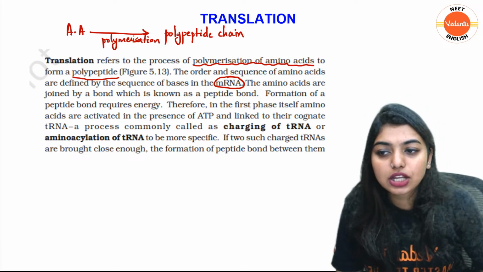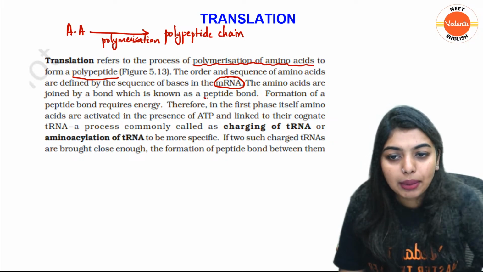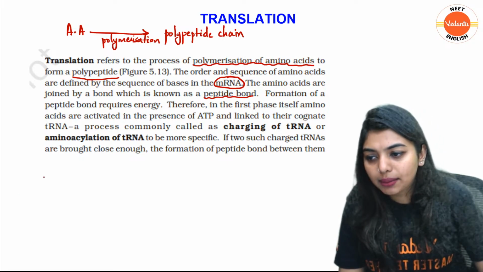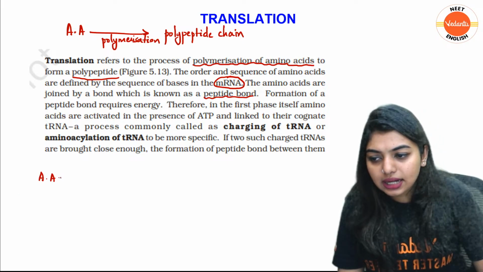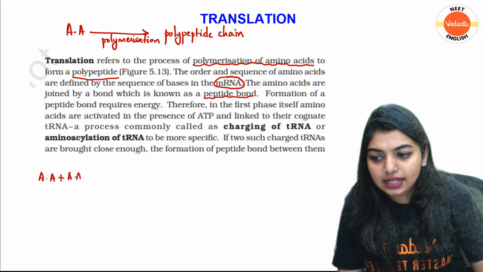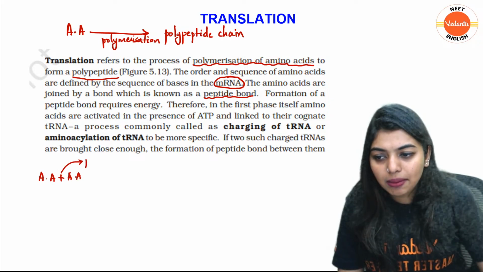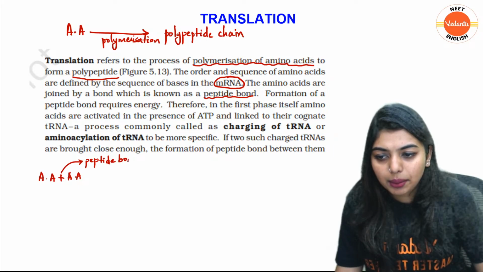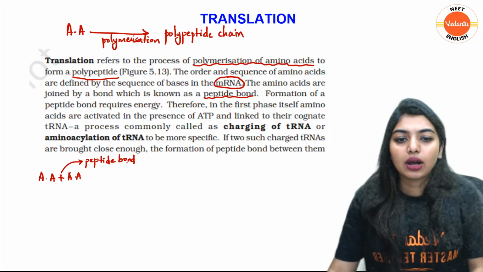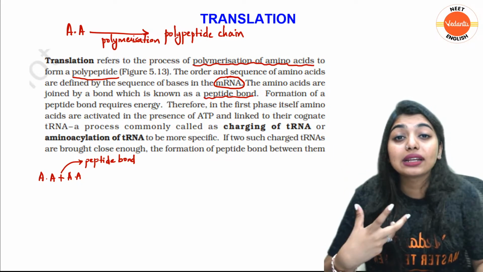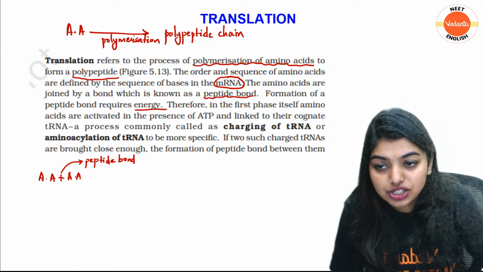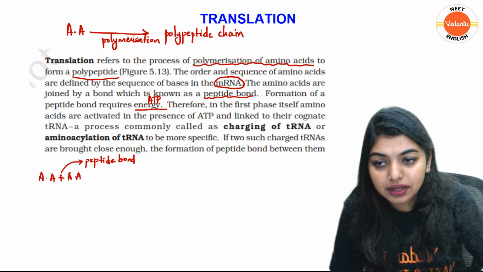Now, the amino acids are joined by the bond which is called the peptide bond. So one amino acid plus another amino acid, this plus sign indicates the peptide bond. Simple. Now, formation of a peptide bond requires energy. So this is an energy utilizing process. That means ATP will be needed.